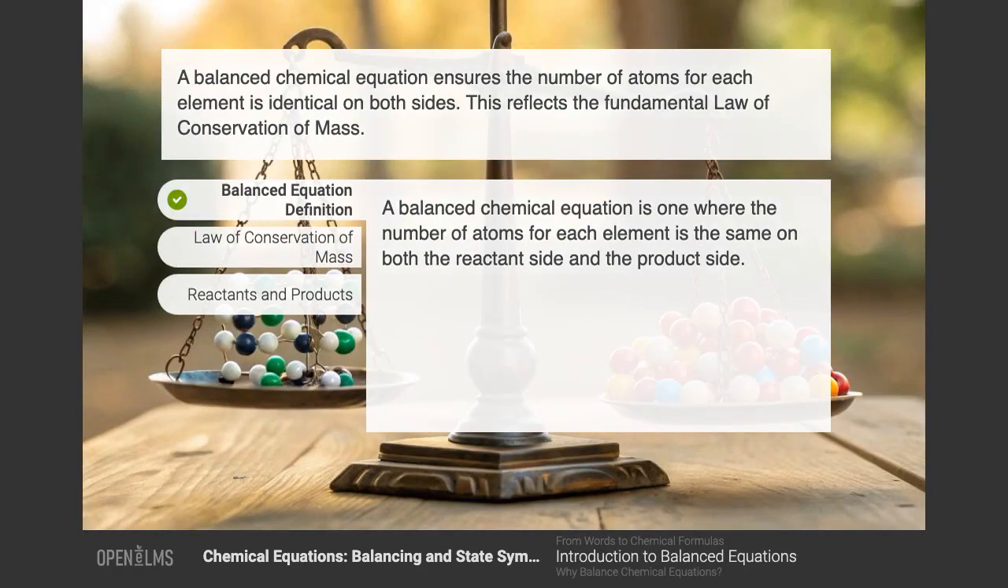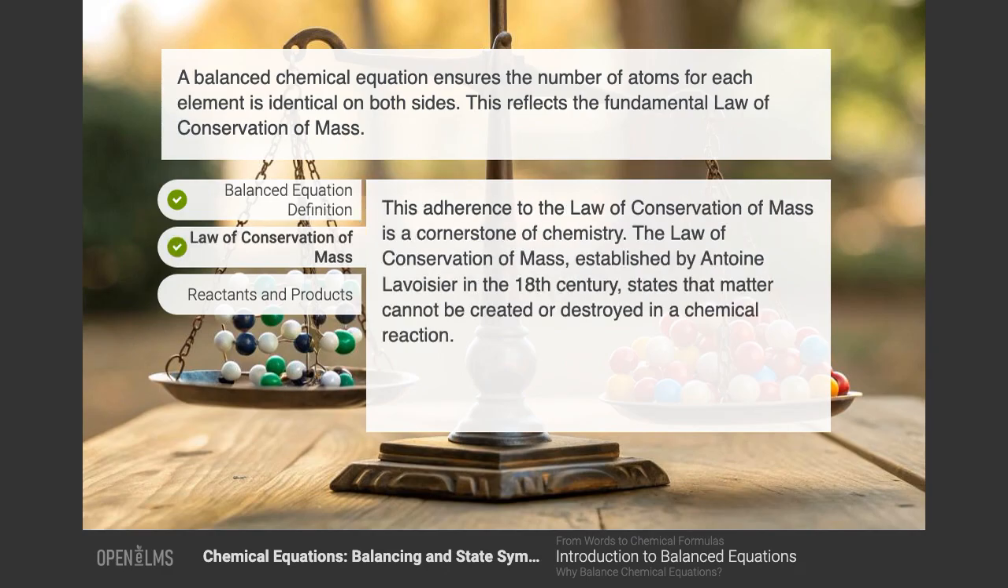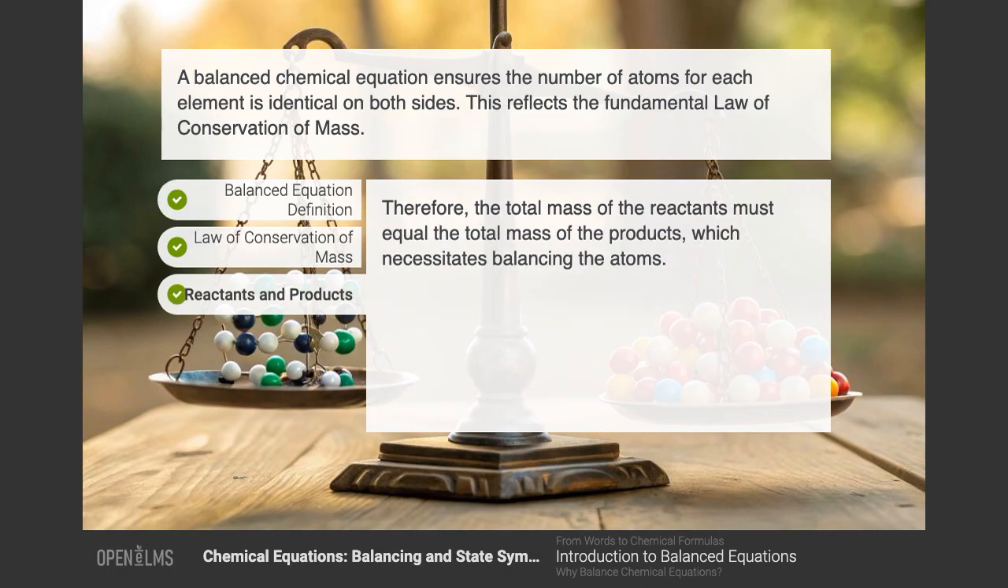A balanced chemical equation is one where the number of atoms for each element is the same on both the reactant side and the product side. This adherence to the law of conservation of mass is a cornerstone of chemistry. The law of conservation of mass, established by Antoine Lavoisier in the 18th century, states that matter cannot be created or destroyed in a chemical reaction. Therefore, the total mass of the reactants must equal the total mass of the products, which necessitates balancing the atoms.